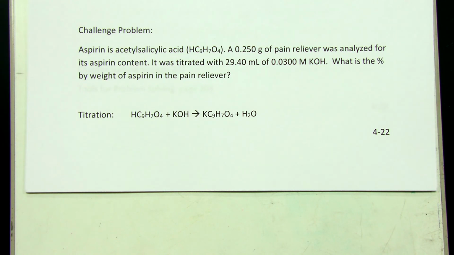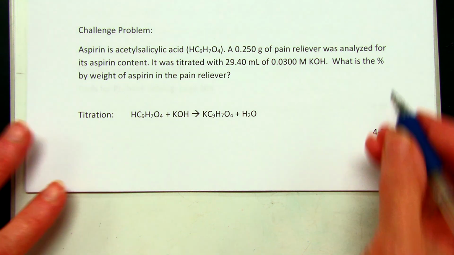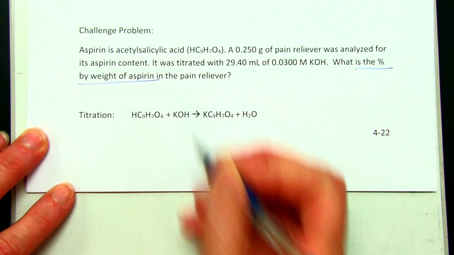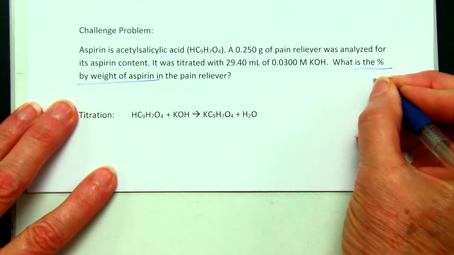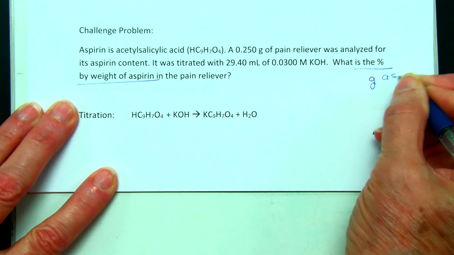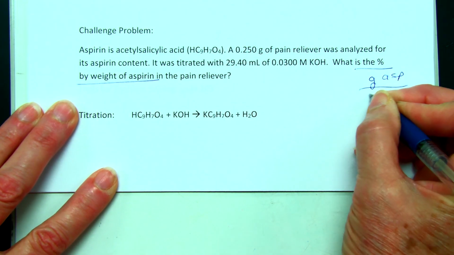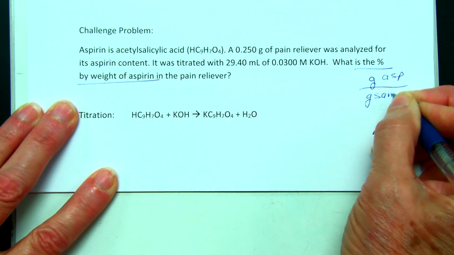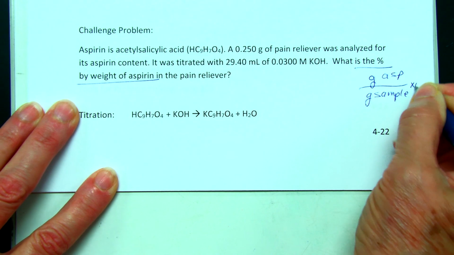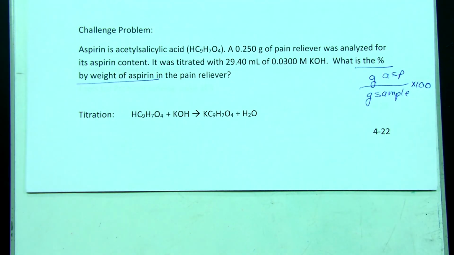So if we look at this problem, this is another challenge problem because you have to read through all the information and figure out where do I want to start and where am I going, so you know what to do. What is the percent by weight of aspirin? That means the grams of aspirin divided by the grams of sample times 100. That's what we need to calculate at the end.